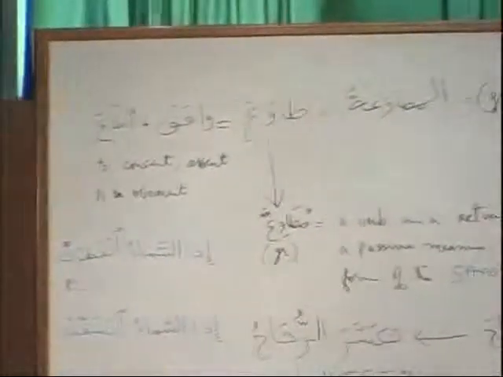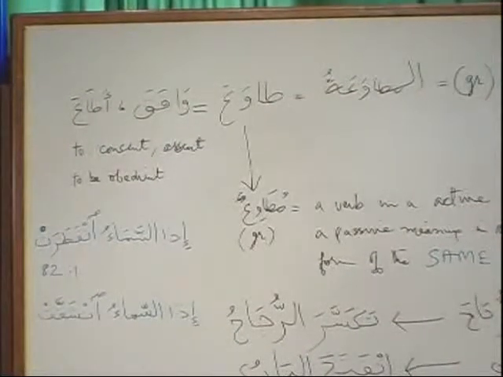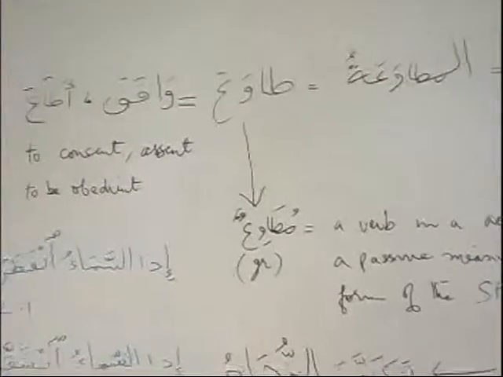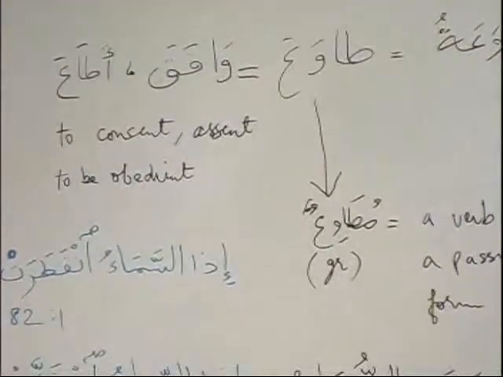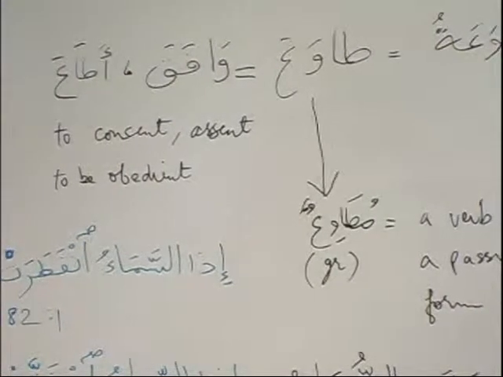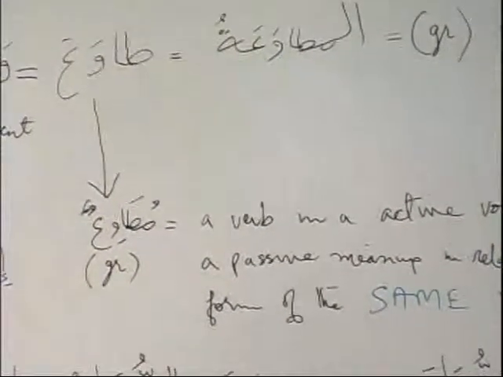We are going to do a little bit of revision again, brothers and sisters. Tawa'a, form 3. What is the meaning of tawa'a? Wafaka, to agree. Ata'a, to obey. Wafaka is to agree. Ata'a is to obey. Wafaka, form 3. Ata'a, form 4. Okay? Now, Al-Mutawa'atu is the masdar from Tawa'a, Yutawi'u. And Mutawi'un is a fa'il.